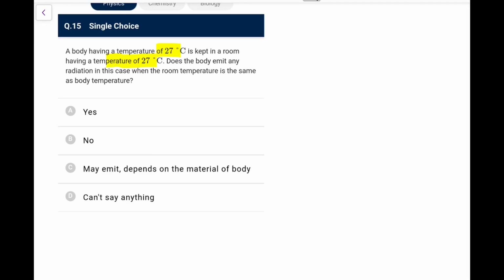Does the body emit any radiation? Yes, it will emit, but it will absorb the same. So the amount of heat absorbed is equal to the amount of heat radiated. Does the body emit? Yes, it will emit. Remember, every body, irrespective of temperature, always emits and always absorbs. If emission is more, temperature decreases. If absorption is more, temperature increases. If both are the same, temperature remains the same.